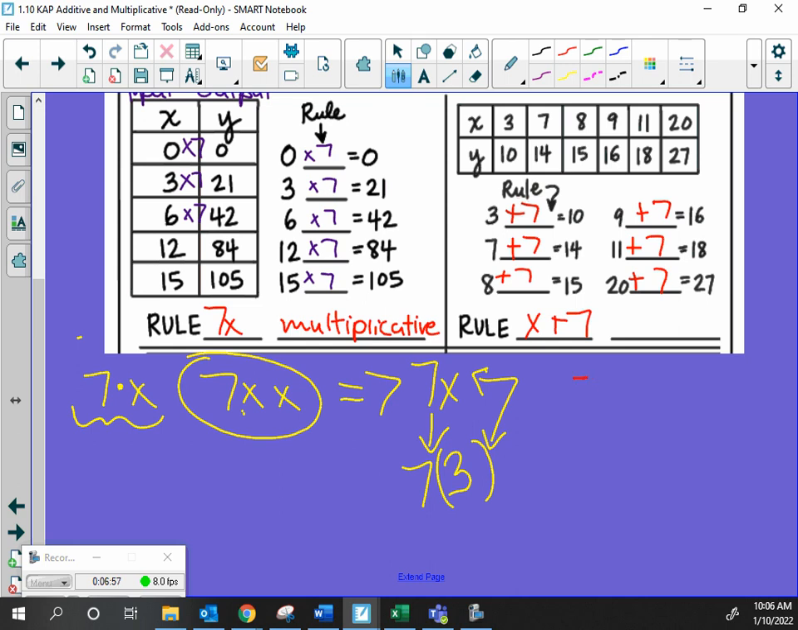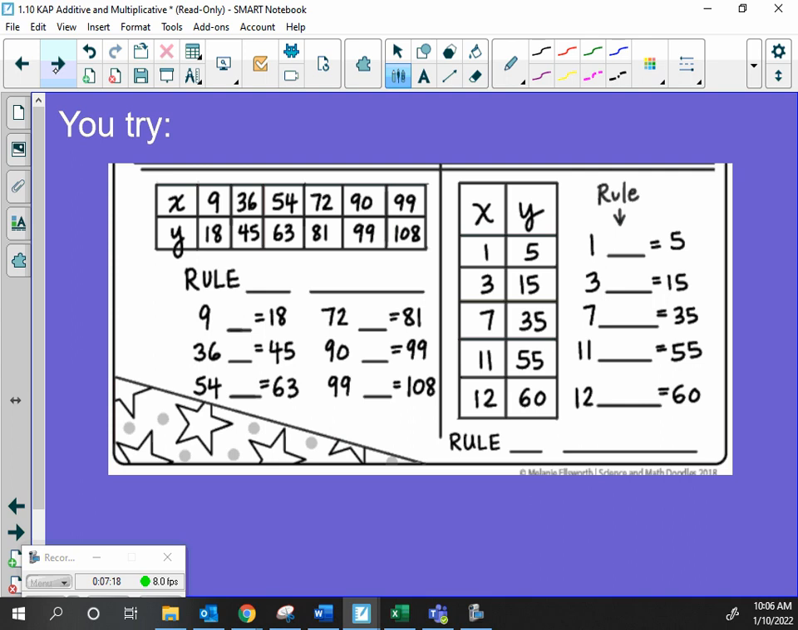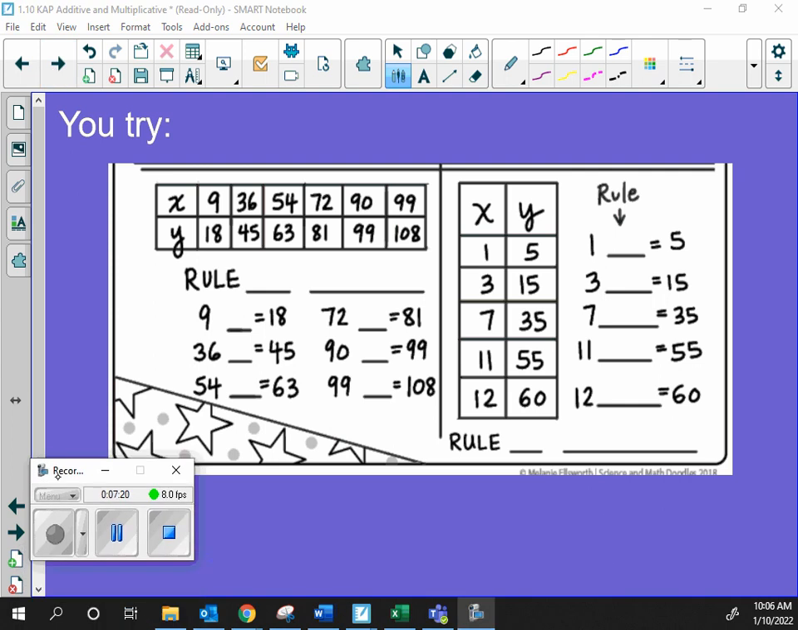Could I write 7 plus x? Yeah, it's the same thing. It's just the order. Okay, and so this is what kind of rule this is? Additive, because I'm adding. Pretty straightforward. Y'all go ahead and do the next 2 problems. Take 2 minutes. Ready, set, go. Pause and play when you're ready.